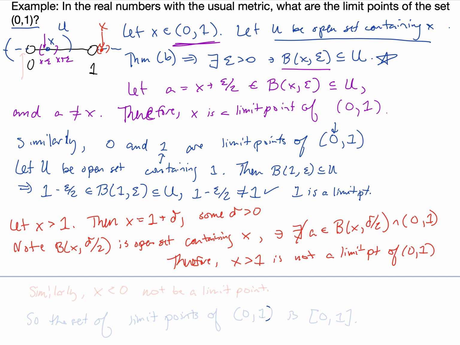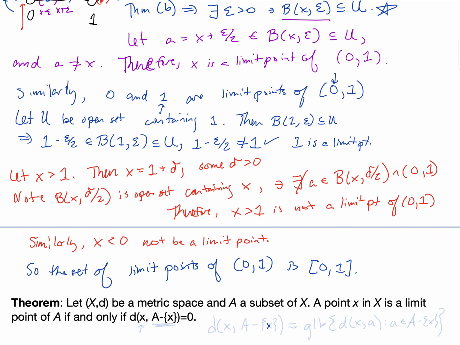And you could do the same kind of proof for some x less than 0. So similarly, x less than 0 will not be a limit point. So the set of all limit points here, so the set of limit points of the set (0, 1) open is the set [0, 1] closed in this particular case.